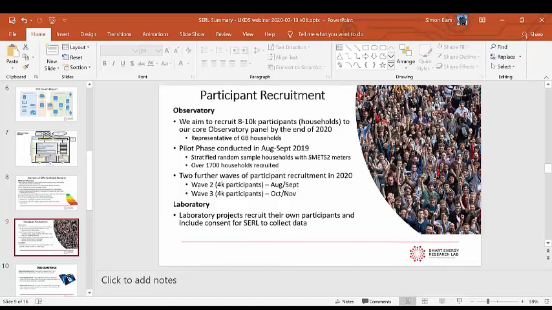So wave two will go into field work in August and September, and we aim to get roughly another 4,000 participants, and then roughly another 4,000 participants in wave three, which will be towards the end of the year, and that'll take us up to our target of around 10,000 participants. And the laboratory projects I mentioned: if you're doing a laboratory project, then you recruit your own participants. You include consent for us to collect the data on your behalf, and then we'll collect that data and provide it to you.